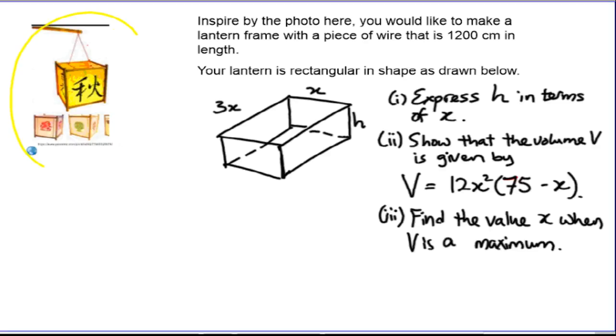Now, here's the photos of a lantern of Mid-Autumn Festival. And assume that you are inspired to make this particular shape of lantern with a wire that is 1,200 centimeters. And assuming that you're not going to have any waste, you're going to make your lantern have this particular frame over here with this particular dimension.